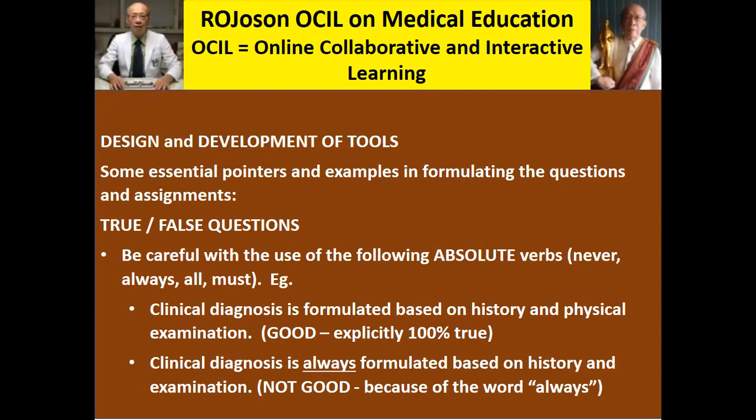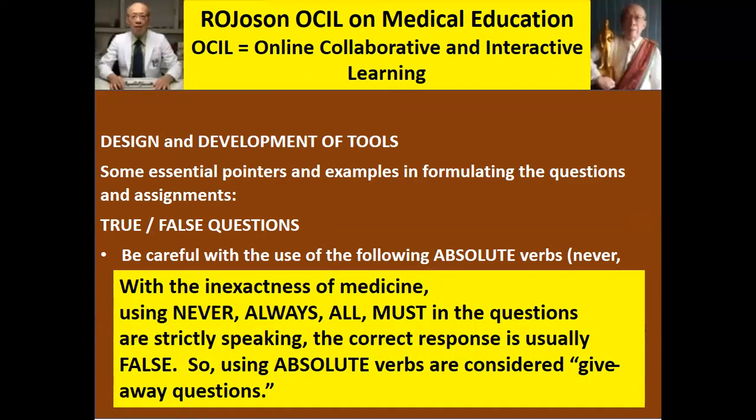And then be careful with the use of the following absolute verbs: never, always, all, must. An example will be: clinical diagnosis is always formulated based on history and examination. It's not good because of the word always. With the inexactness of medicine, when never, always, all, must are used in the questions, strictly speaking, the correct response is usually false. So using absolute verbs makes for giveaway questions.